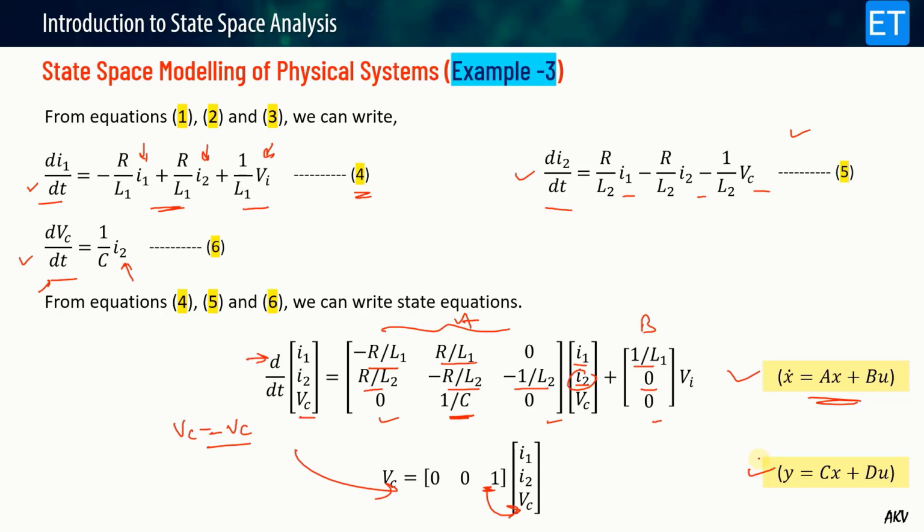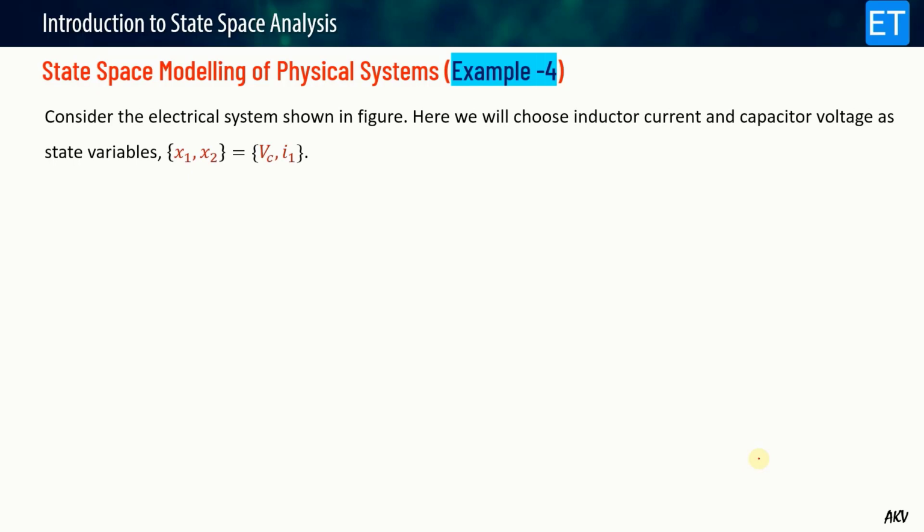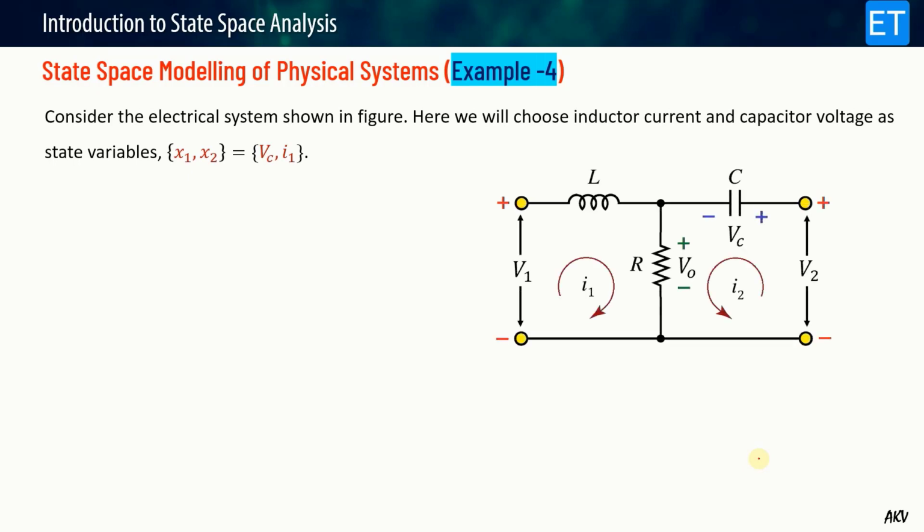Now let me consider one more electrical circuit. It is slightly complex. This is a network, and here you can see that I have only two elements which will provide me the two state variables, this inductor and this capacitor. So inductor current, that is equal to I1, and the capacitor voltage, that is Vc. So only the two state variables are sufficient for this network.